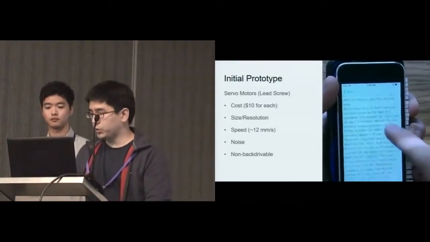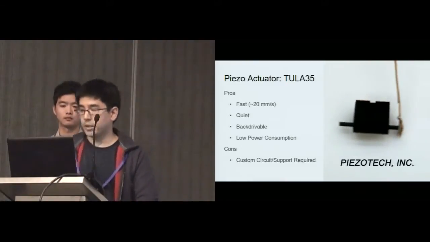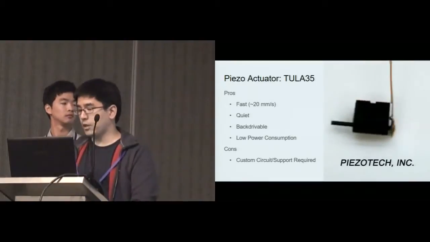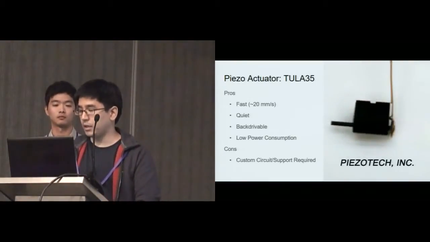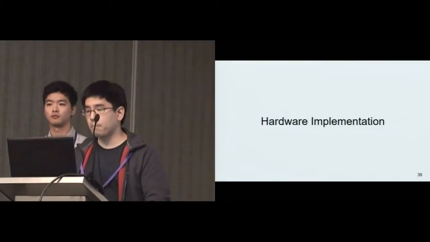Due to these problems, we switched to the piezo actuators from servo motors. Piezo actuators are great because they're fast, quiet, and have low power consumption. Especially, their quick movement allows them to change shape rapidly. The disadvantage is that we need to make our own control circuits and support structure.